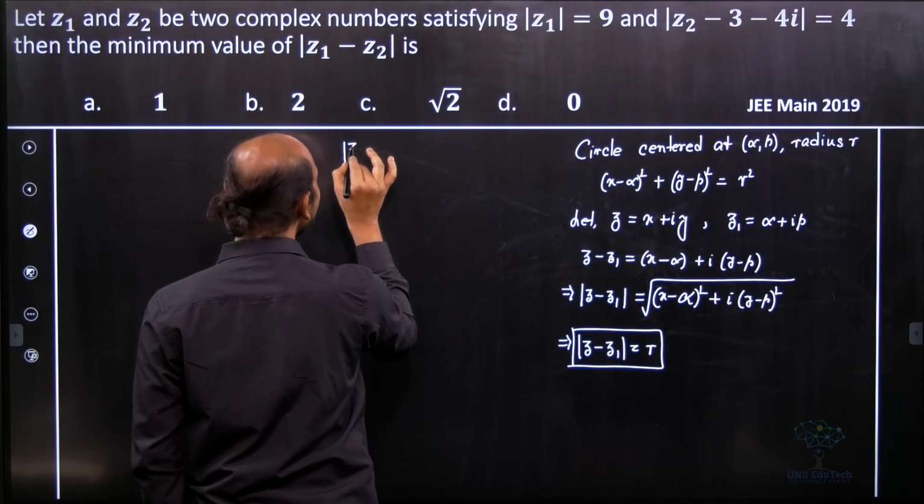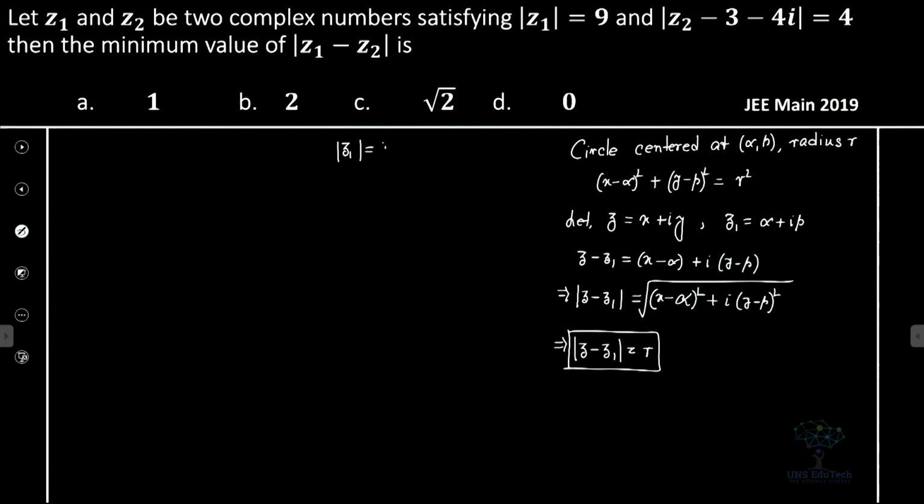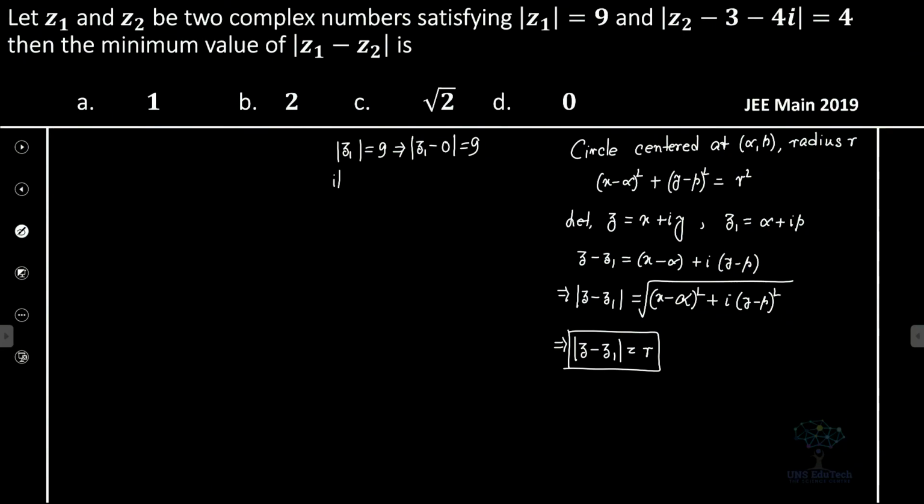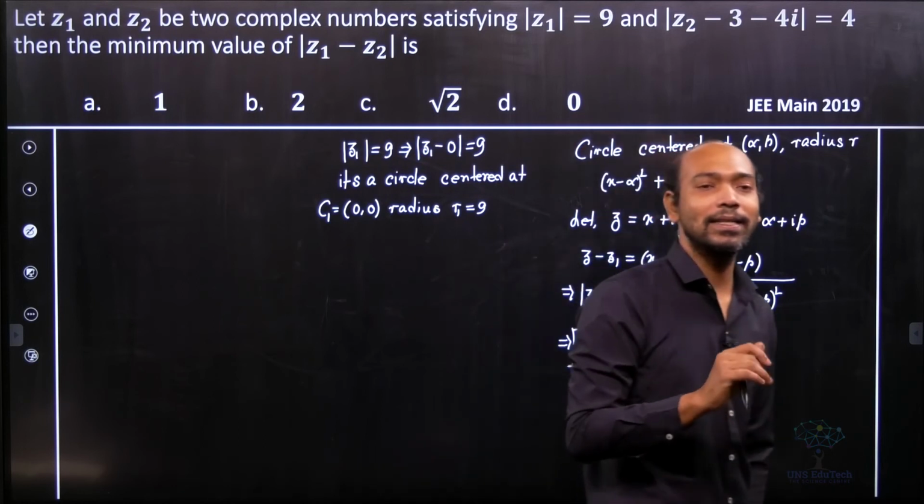So it says mod z1 equals 9. That implies mod of z1 minus 0 is equal to 9. So comparing with that, we can find that it's a circle centered at (0, 0) with radius, let's consider r1, equal to 9. Consider the center as c1. Okay. So first thing we understand, it's a circle.